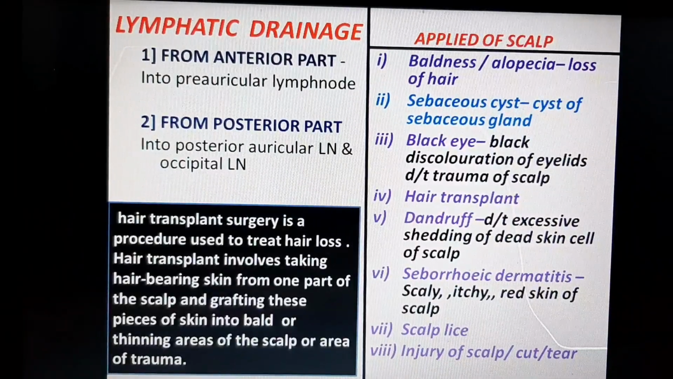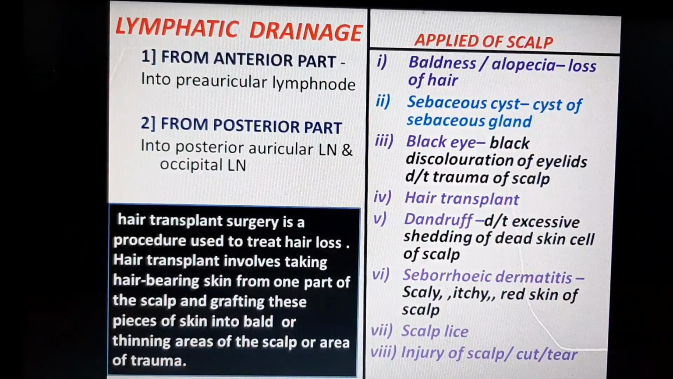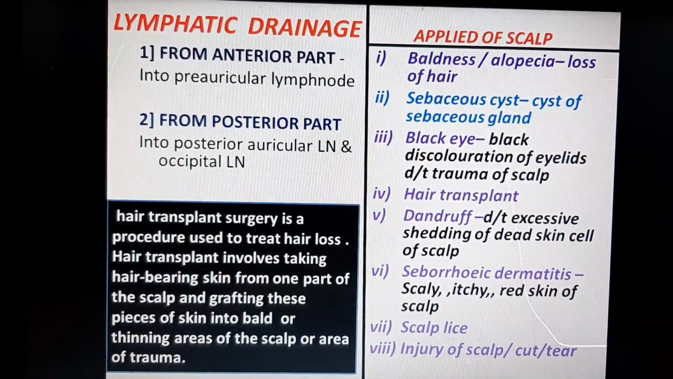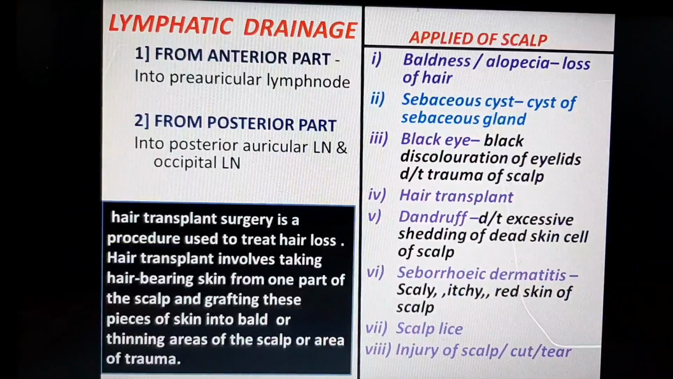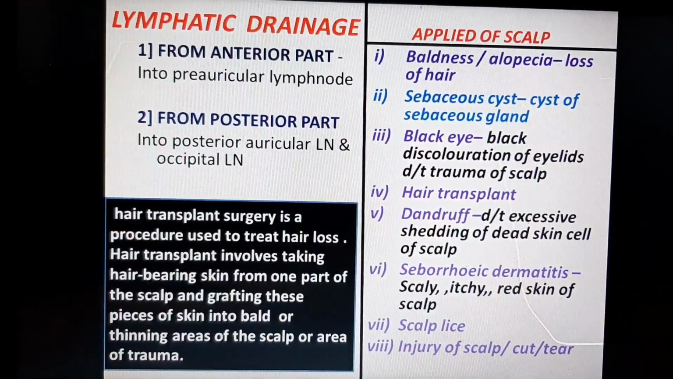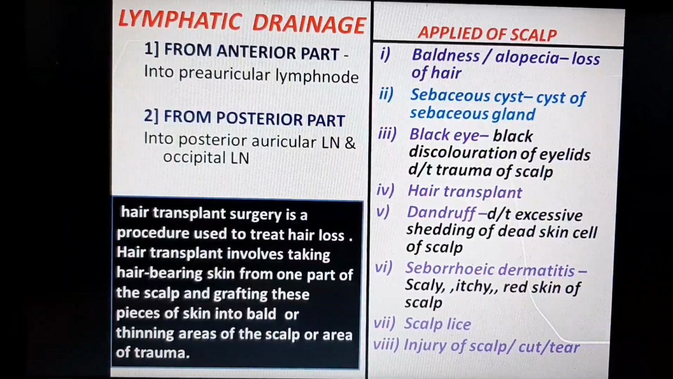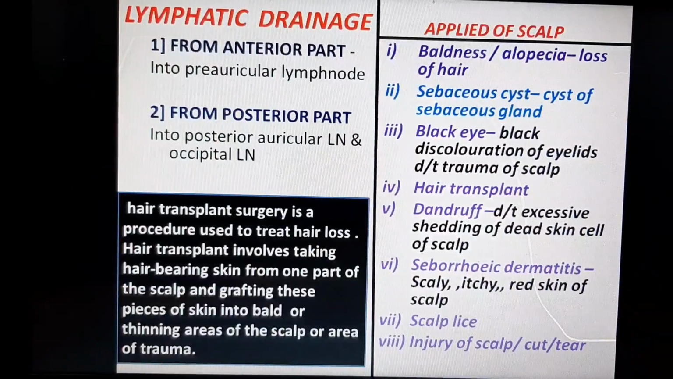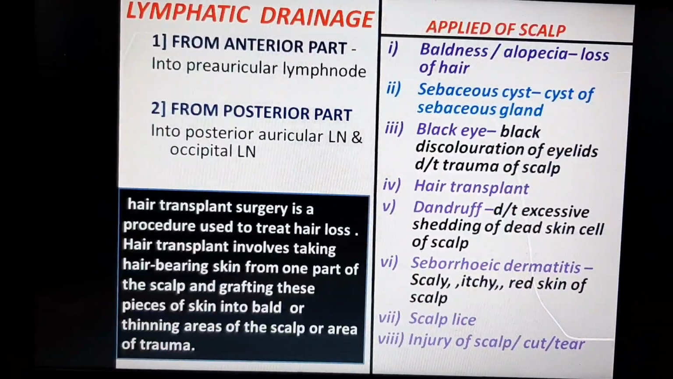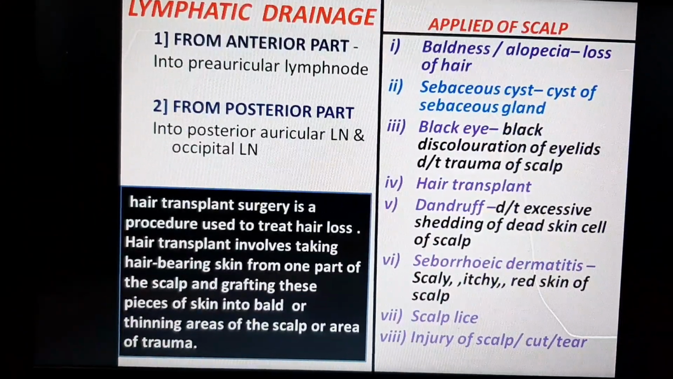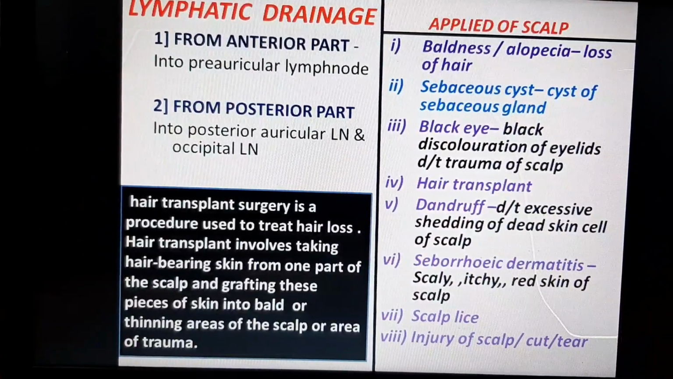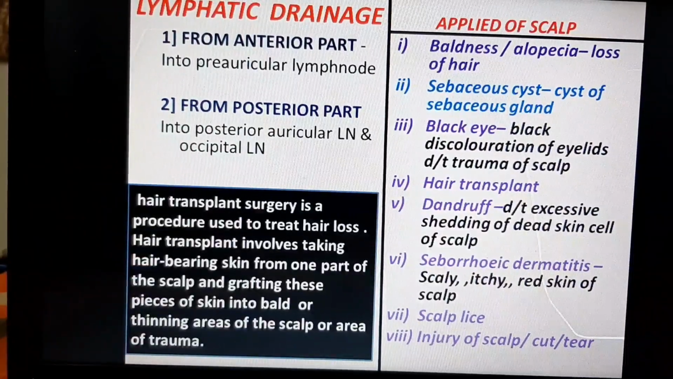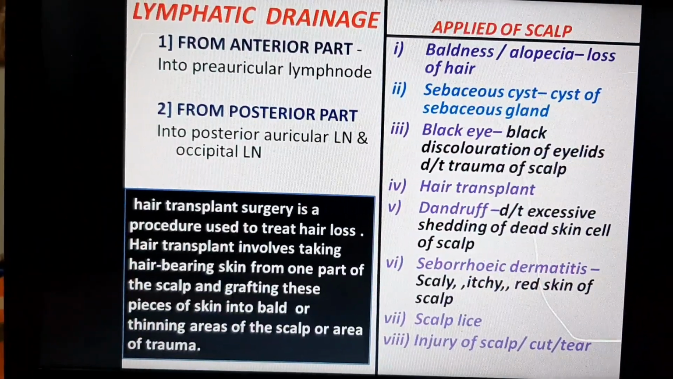Now coming to applied aspect. The applied aspects of the scalp are baldness or alopecia, means loss of hair. There are several types of alopecia. Now next is the sebaceous cyst. This is cyst of the sebaceous gland. The scalp is the common site for it. Now the black eye. It is black discoloration of eyelid due to trauma of scalp. And next is hair transplant. It is done in case of alopecia.